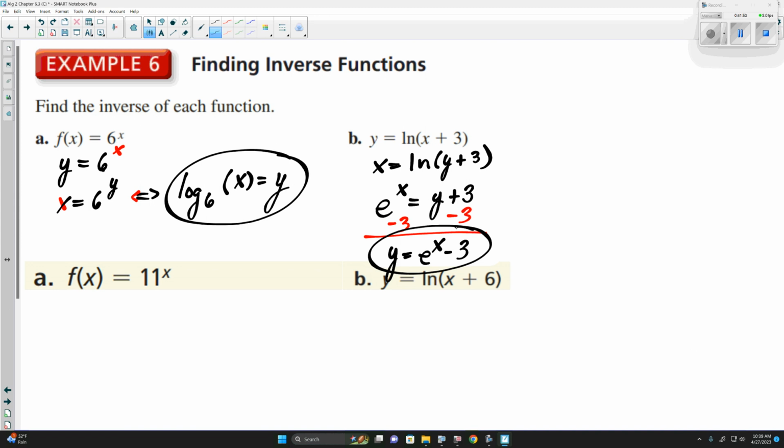So that's it. Now, there are a few of these on the homework, but again, they're bonus. I'm making these here bonus.